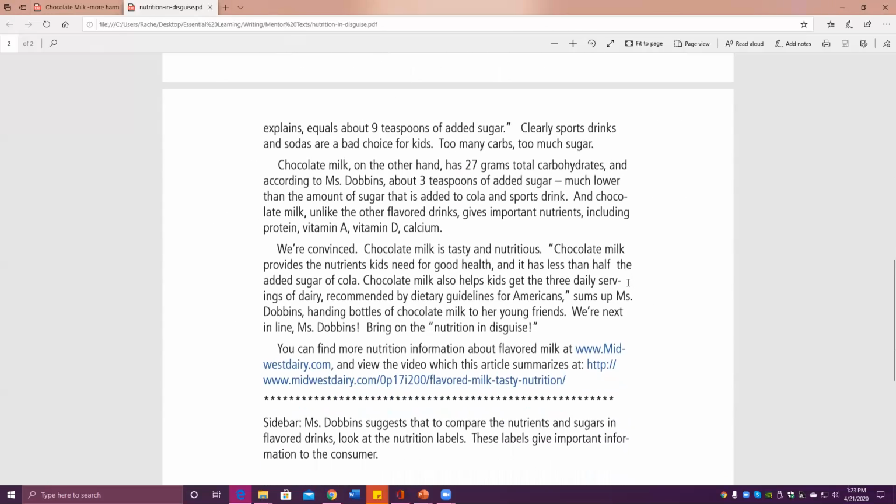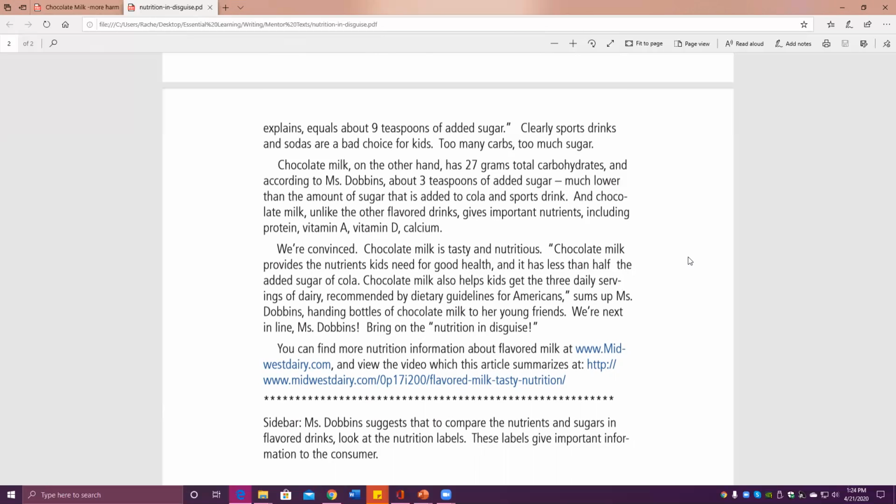That, Miss Dobbin explains, equals about 9 teaspoons of added sugar. Clearly, sports drinks and sodas are a bad choice for kids. Too many carbs, too much sugar. Chocolate milk, on the other hand, has 27 grams total carbohydrates, and according to Miss Dobbins, about 3 teaspoons of added sugar, much lower than the amount of sugar that is added to cola and sports drink.